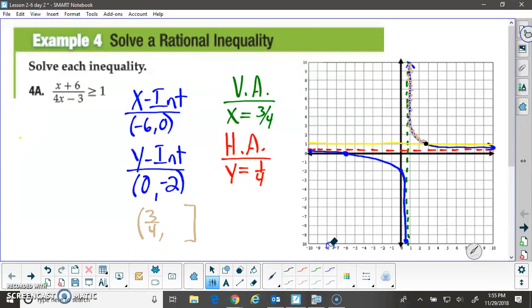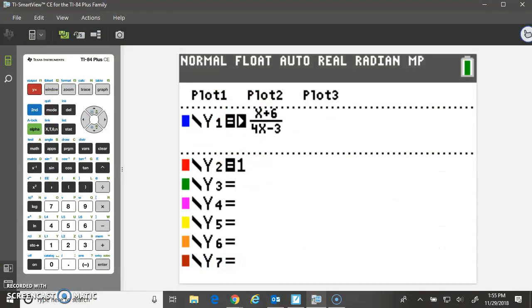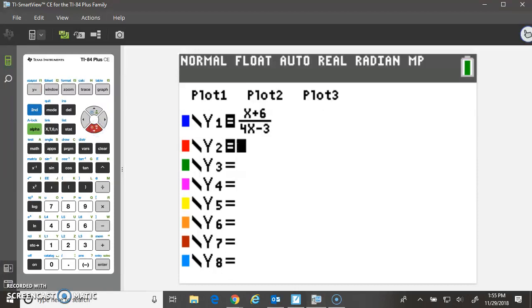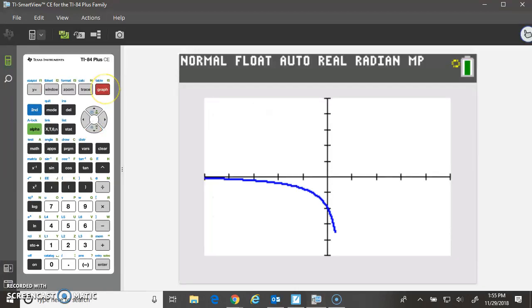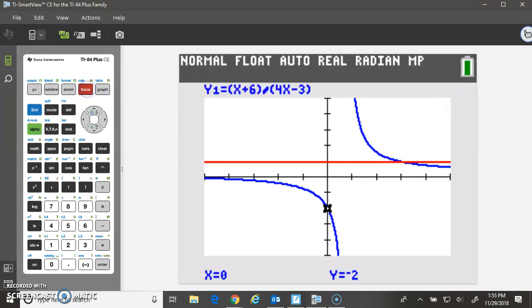To do that, we're going to rely on the graphing calculator. And so you can see I've got the rational function x plus 6 over 4x minus 3. Also graphing a horizontal line at 1. And so if I graph it, you can see our graph looks pretty much the same as what I had drawn. And the important point is where the red and the blue intersect. And so I'm going to use the trace feature. It looks like it's maybe at 3. And sure enough, that confirms that they're crossing at (3, 1).